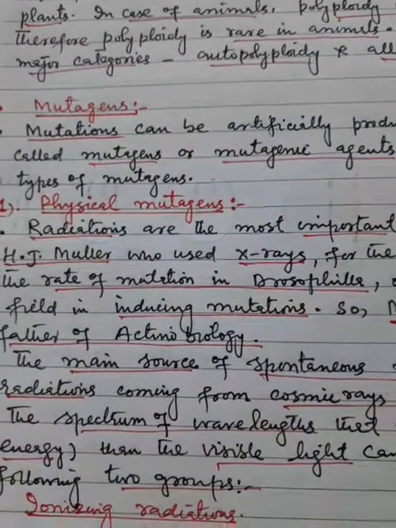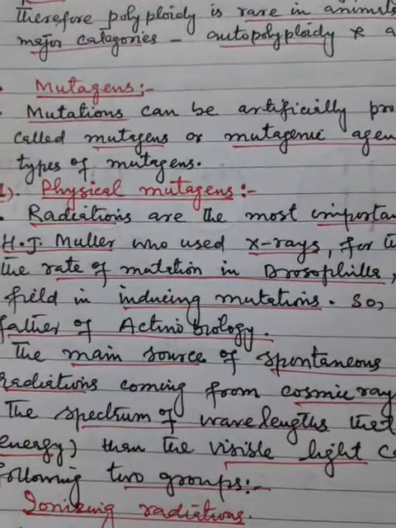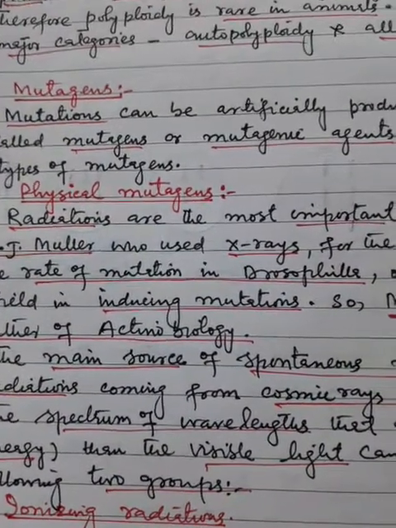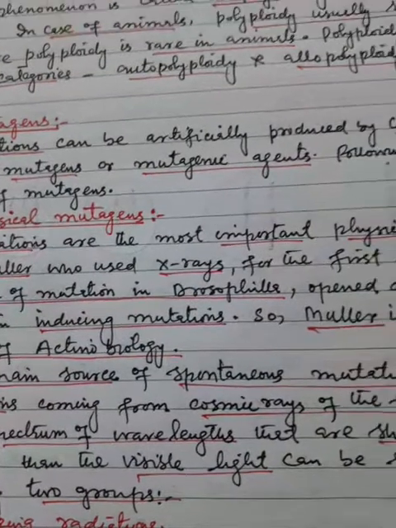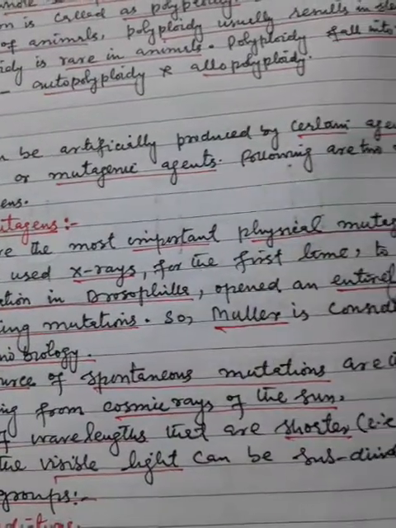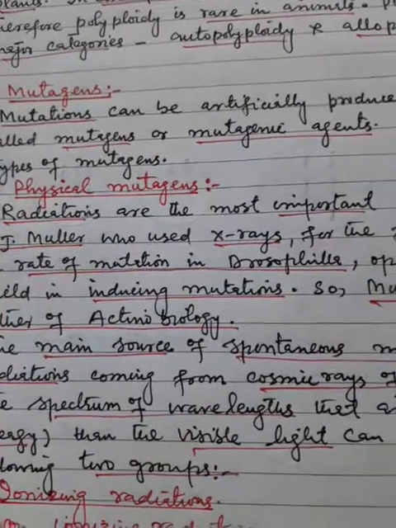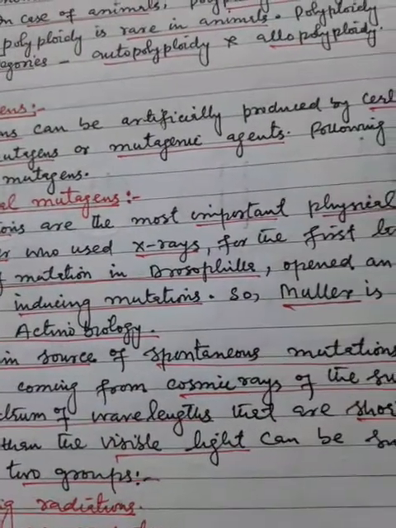Today's offline class is about mutagens. What are mutagens? Mutations can be artificially produced by certain agents called mutagens or mutagenic agents.